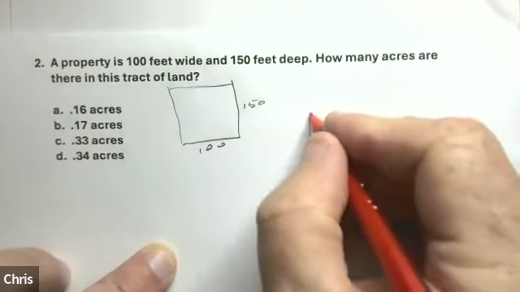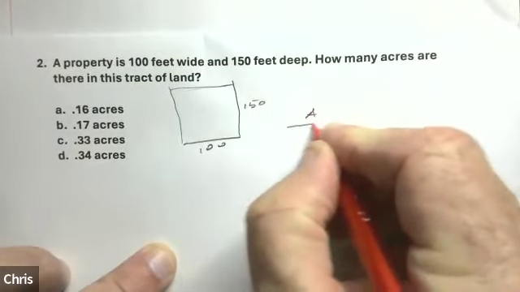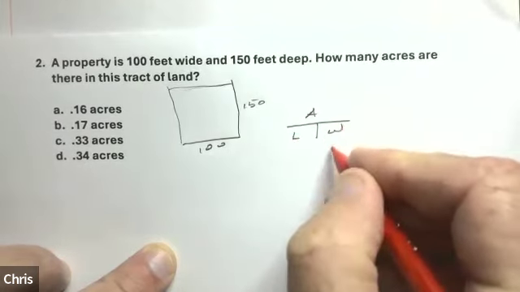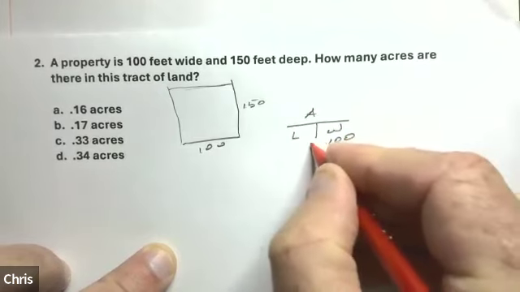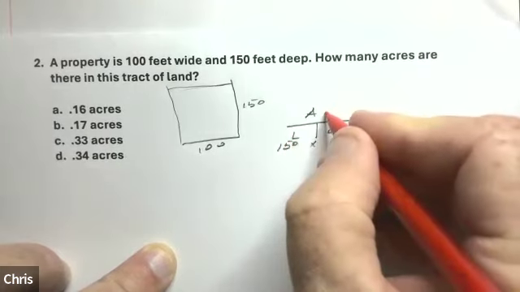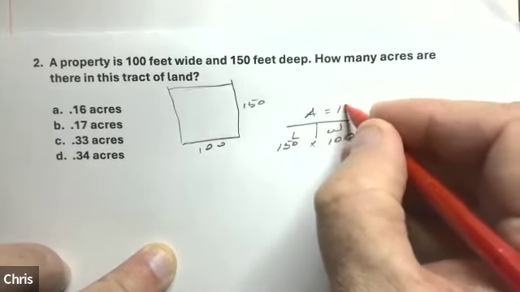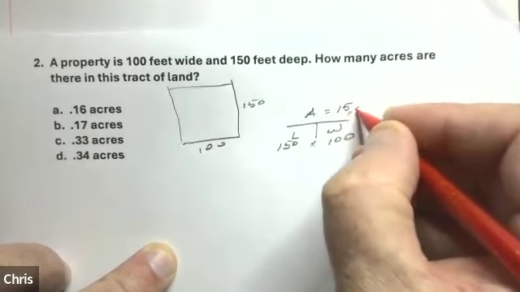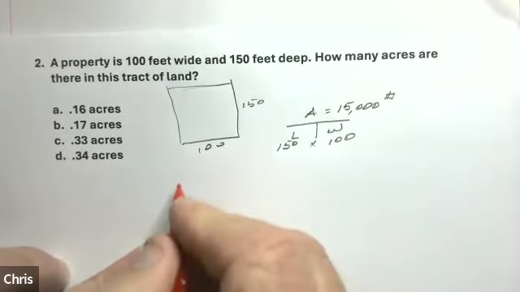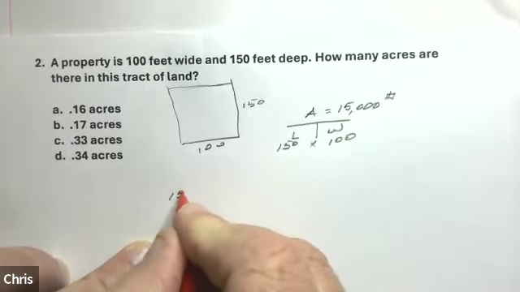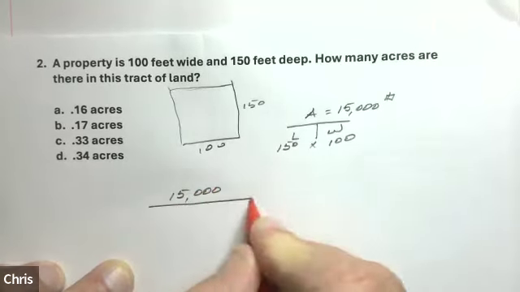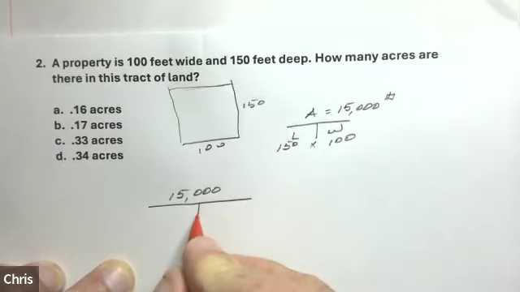Well, if you remember that the formula for area is length times width, or in this case, width times depth, 100 times 150. The area of this tract of land is 15,000 square feet. Okay. And then the question is, what part of an acre is 15,000 square feet? It did say, how many acres? So we're converting it to acres.